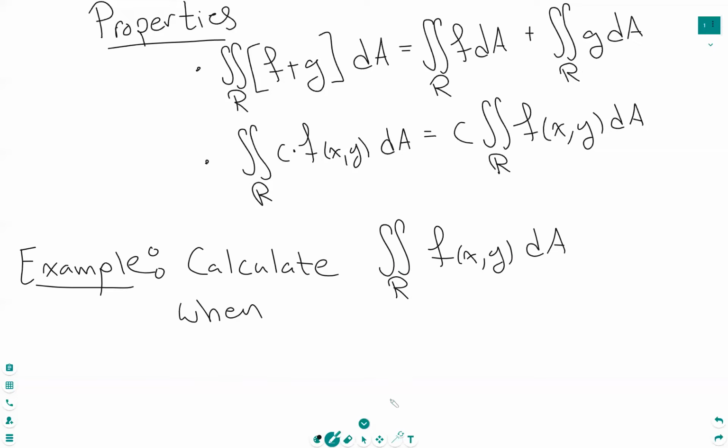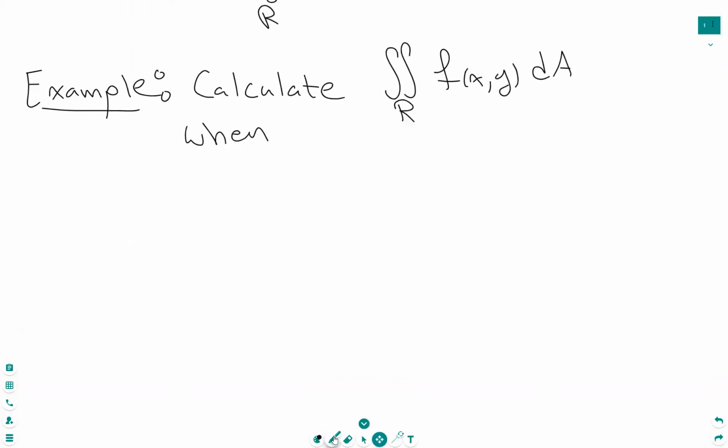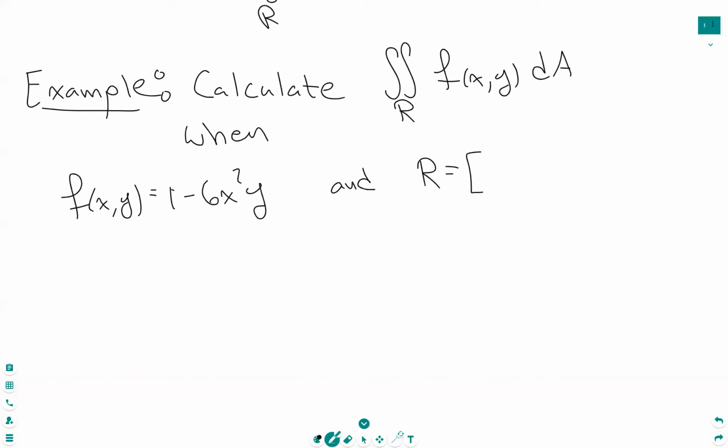Let's do an example, so we're going to calculate this double integral when I have that f of x and y is equal to 1 minus 6x squared times y, and R is the rectangle 0 to 2 and negative 1 to 1.